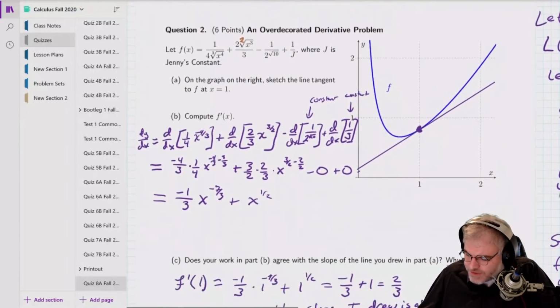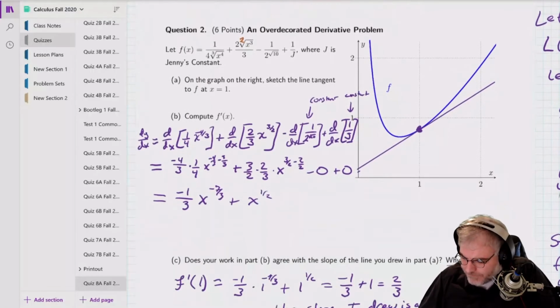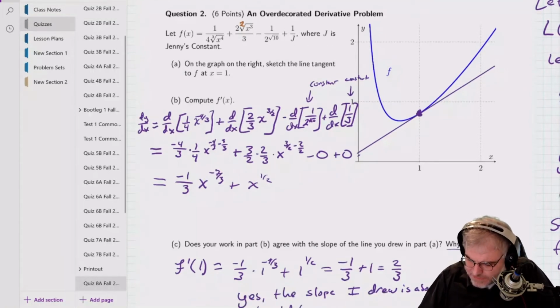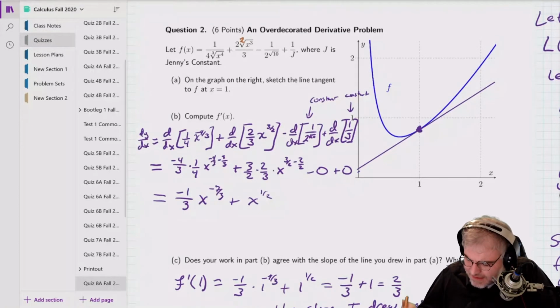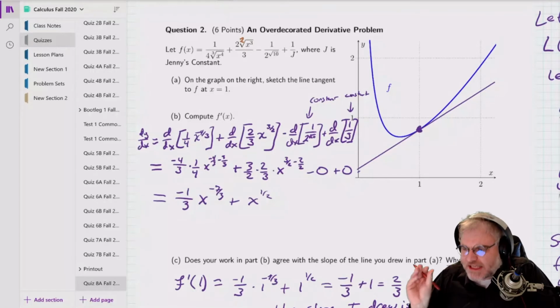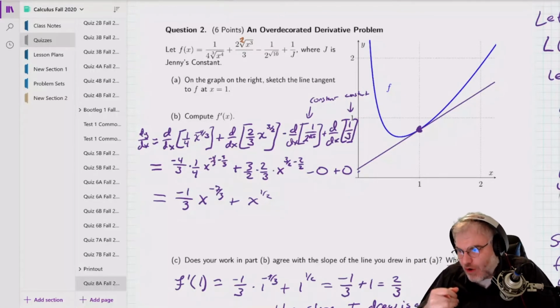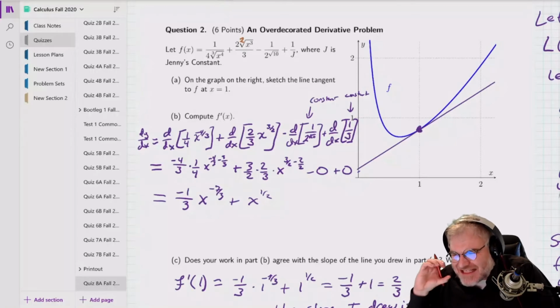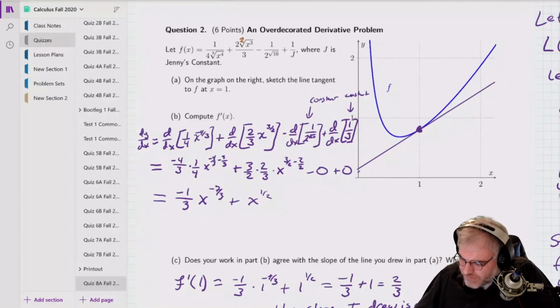All right, so question 2, I actually messed it up this morning. Question 2 is one of these over-decorated derivatives. So be careful with them because they're easy to mess up. They're tricky. They're not hard per se. I mean, as much as anything is hard, they're not harder than anything else. It's easy to trip.